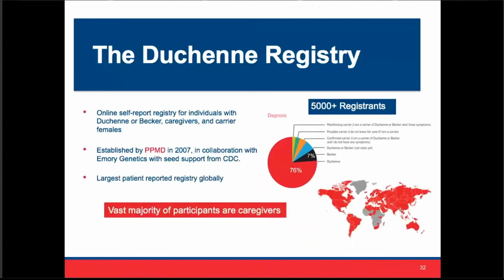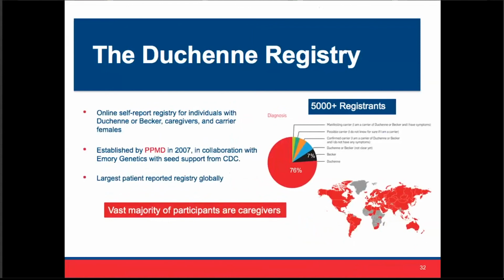Just a little background. We've been collecting data through our registry now for over 12 years, called the Duchenne Registry. It was established in 2007 in collaboration with Emory and the CDC. It's the largest patient-reported registry globally.